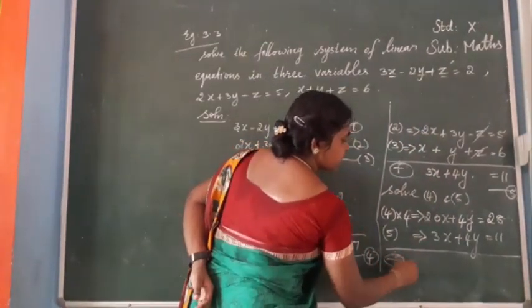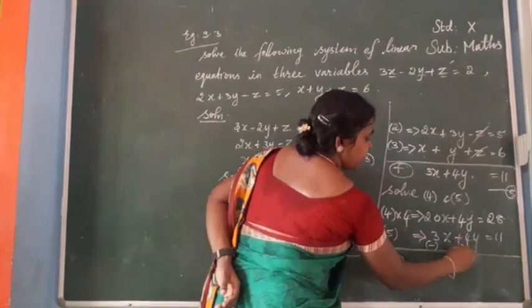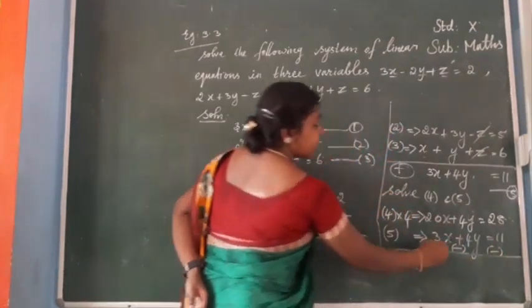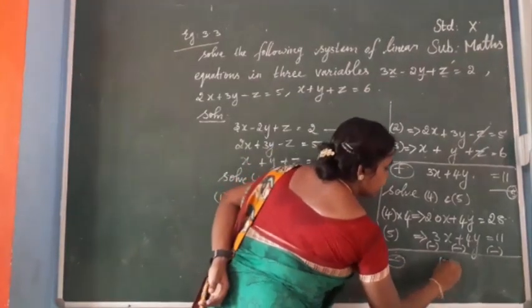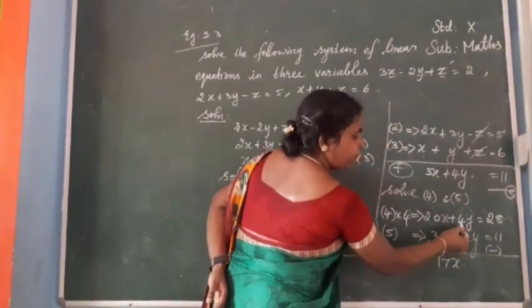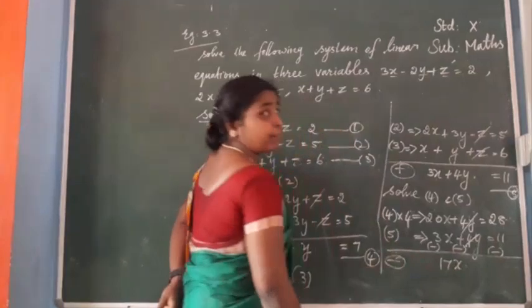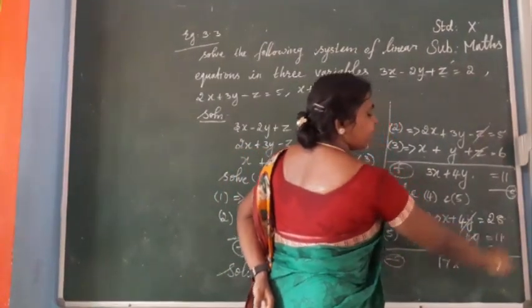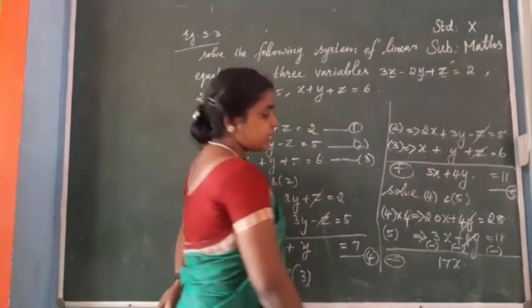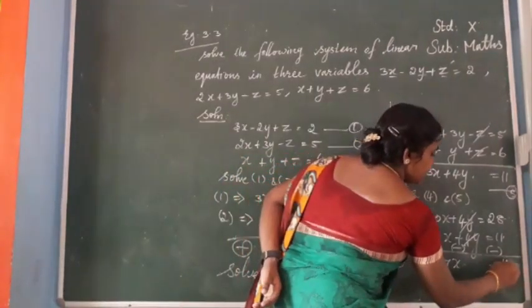Now you subtract. So 20x minus 3x, 20 minus 3 is 17, so 17x. Next step, 4y minus 4y cancels. Next, 28 minus 11 is 17.